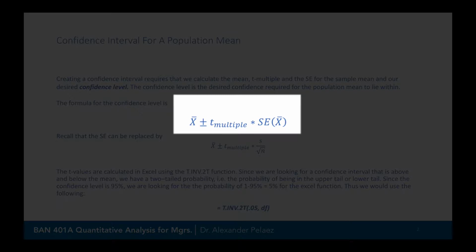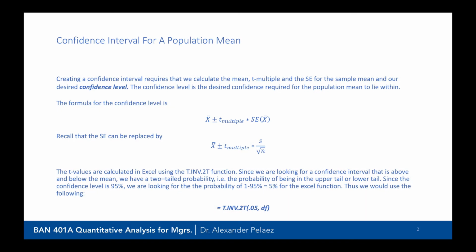So again, if you recall from before, we had our graph that showed our point estimate, which in this case is the sample mean, x bar, and then the upper bound and lower bound are going to be created by this t-multiple times the standard error of the sample mean. Now remember that our standard error can be replaced by the following. The sample standard deviation divided by the square root of n, which is the number of observations.